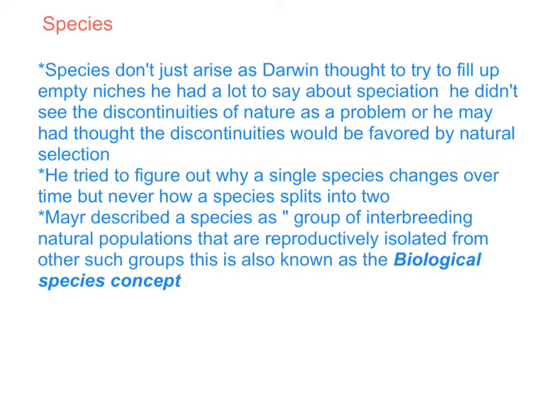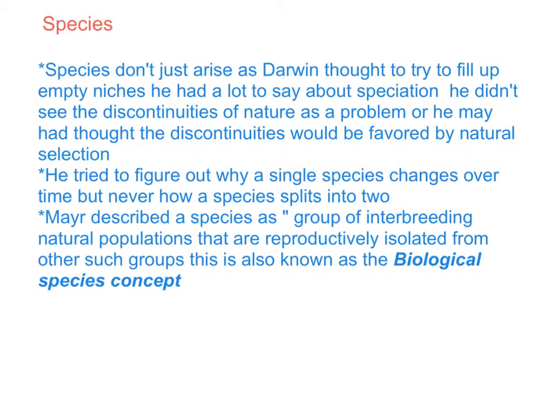Species don't just arise, as Darwin thought, to fill up empty niches. He had a lot to say about speciation in his book, The Origin of Species. He didn't see the discontinuities of nature as a problem to be solved. He thought that these discontinuities could somehow be favored by natural selection, but he failed to explain how the clusters of different species formed in a coherent way.